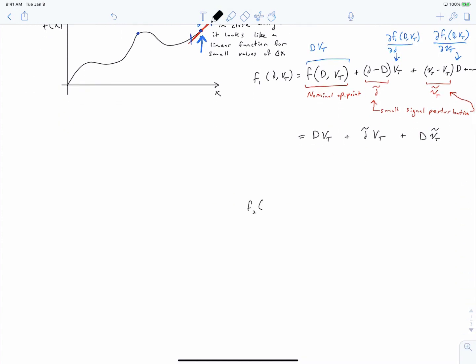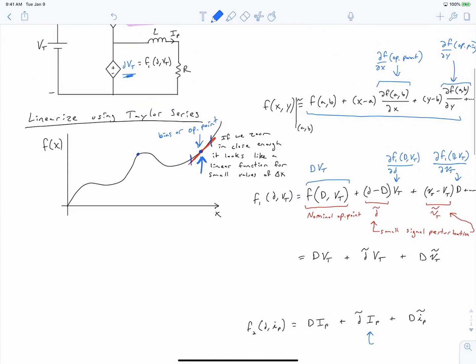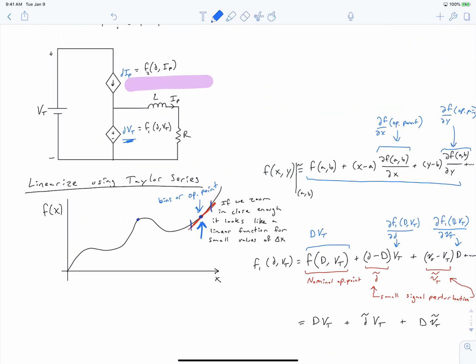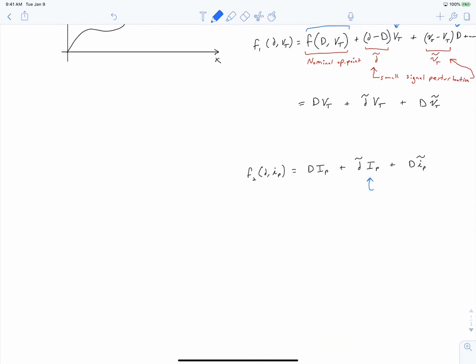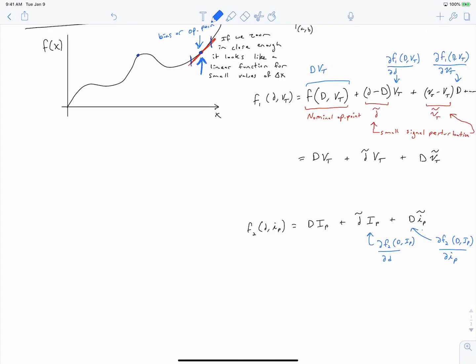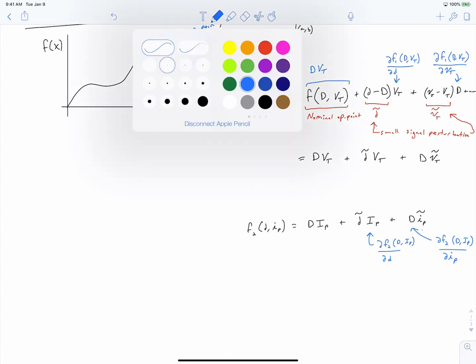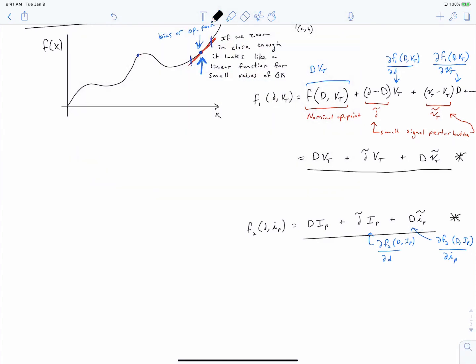And if we do that, we'll get the following expression, where capital IP is simply the partial derivative of F2 with respect to D, and capital D is the partial derivative of F2 with respect to IP. So we have these two expressions which we can use to construct our small signal circuit.